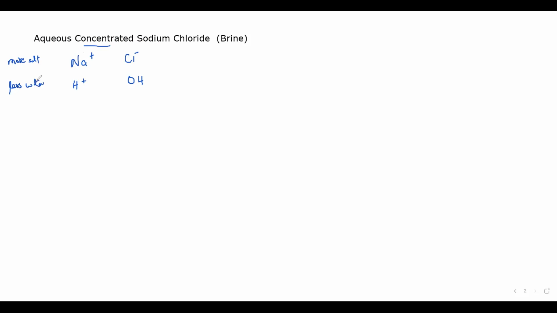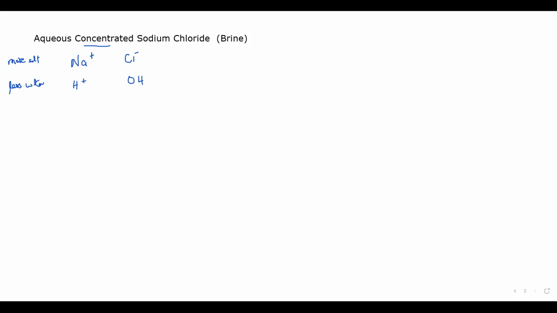So for example, we have aqueous concentrated sodium chloride. That is also known as brine. This is a name given to a concentrated sodium chloride solution. So what are the ions present? Because it is aqueous concentrated, it contains sodium ion, chloride ion, and because it is aqueous, it contains hydrogen ion and OH ion. Because it is a concentrated solution, we'll have more salt and less water.